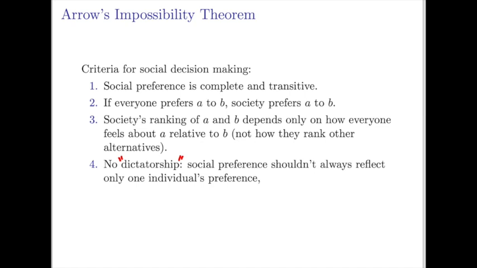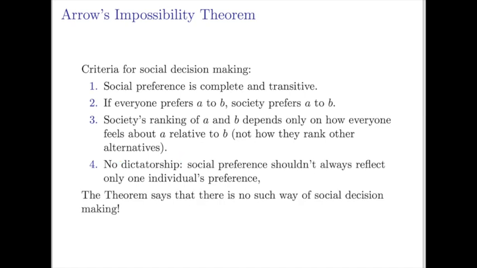So these are the criteria that Arrow said we would want satisfied if we have a social welfare function, a way of aggregating individuals' preferences into society's preferences. And his theorem is that, unfortunately, there's no way of doing that. There's no social welfare function that satisfies all 4 of these criteria.